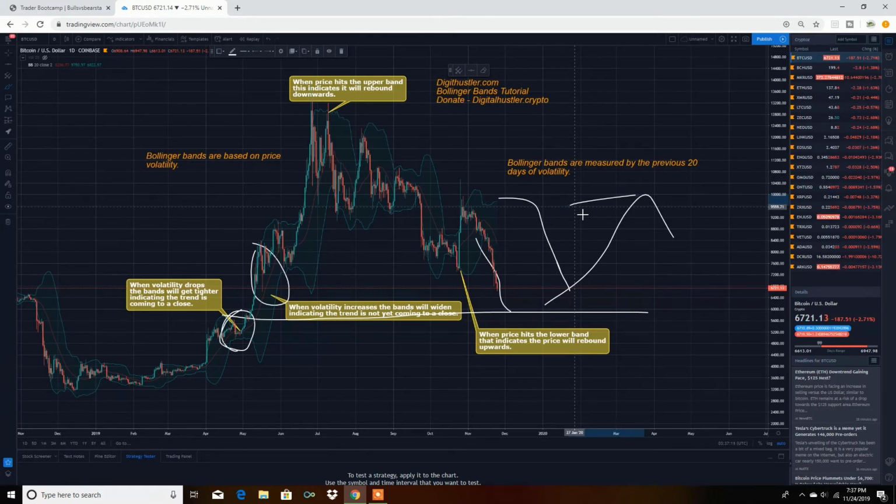Okay, so that is the basics of the Bollinger Bands. It's a simple indicator to use. I like to use this along with the RSI indicator, a MACD indicator, and exponential moving averages. But we're going to save those for another video.